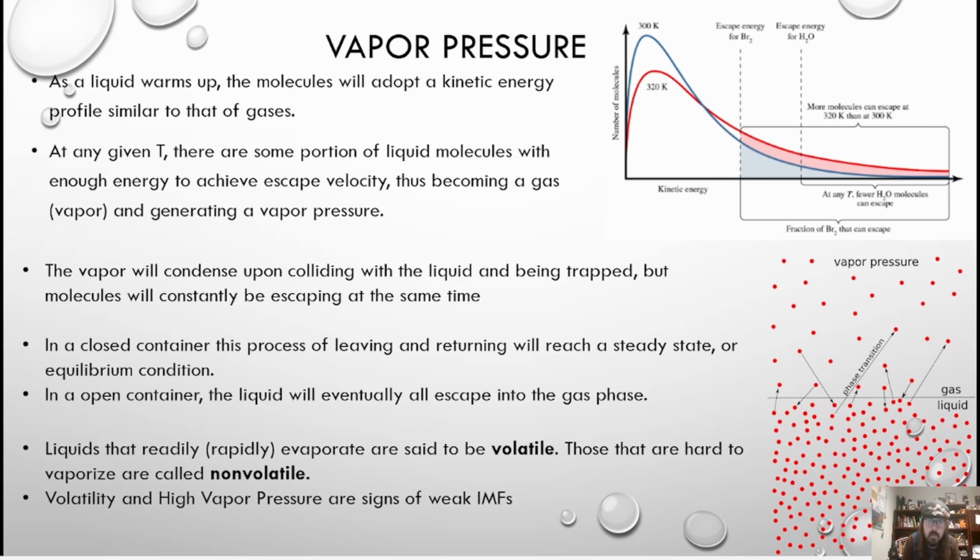Now, there are some things that are very hard to vaporize. Those would be very non-volatile. But largely speaking, having volatility and a high vapor pressure are signs of having weak intermolecular forces. Very easy to escape and very readily escaping means there's not a lot of forces holding the liquids in.